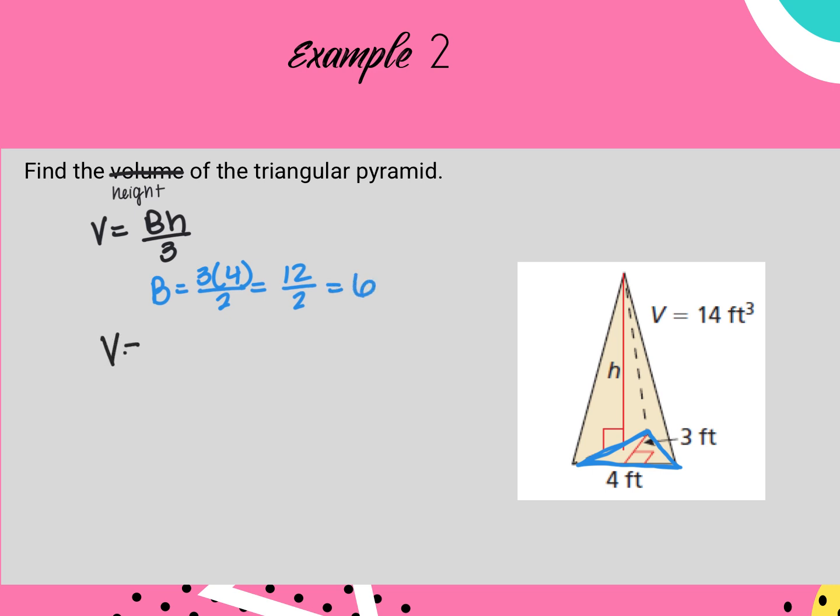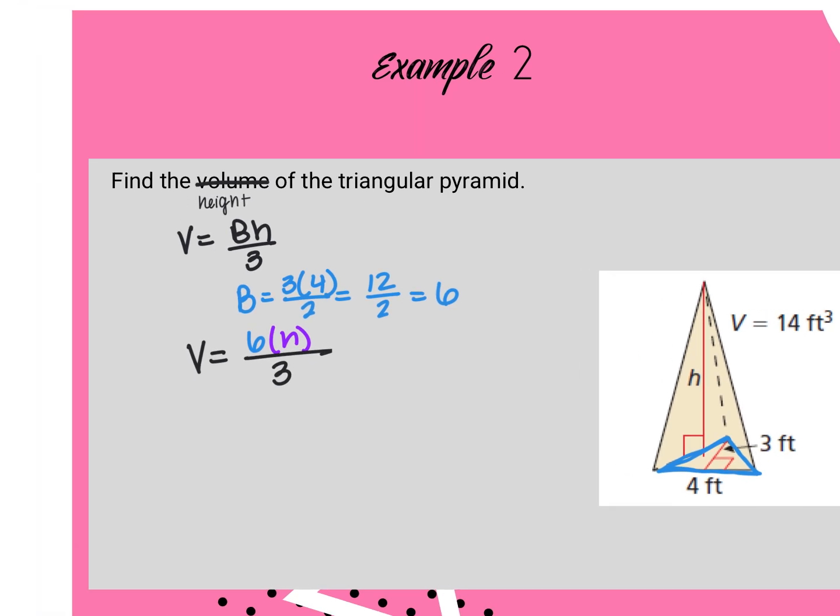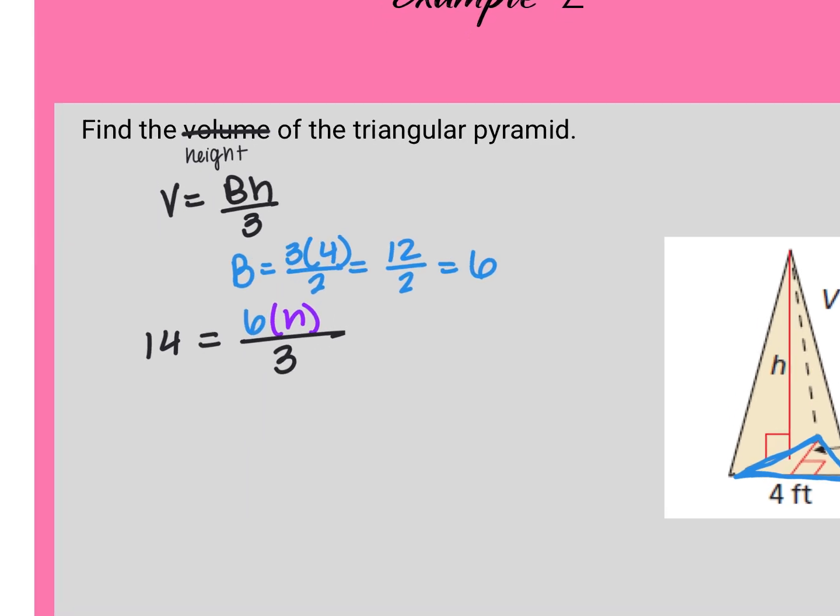Plugging it in, my volume equals 6 times my height, which I don't know, divided by 3, and they are giving me my volume, so I'm going to change this to 14. All I have to do now is solve for my height. How do I do that? I could simplify 6 over 3. I'm then going to get 14 equals 2 times my height. Divide both sides by 2. And my height equals 7 feet.